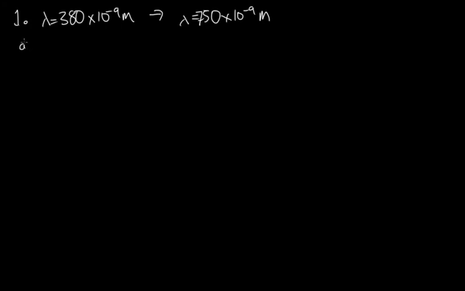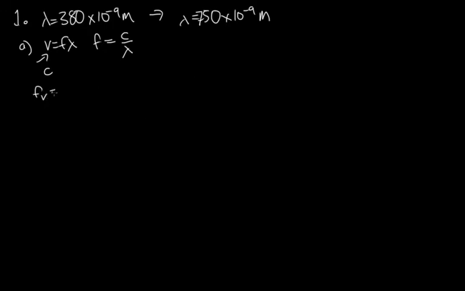In order to do this, we're actually going to need to use the equation from the last topic, V is equal to F lambda. And because this is light, we know that the velocity is the speed of light, which is often written as c. So we know that the frequency is equal to c over lambda. So we need to do this for the violet light and also for the red light.